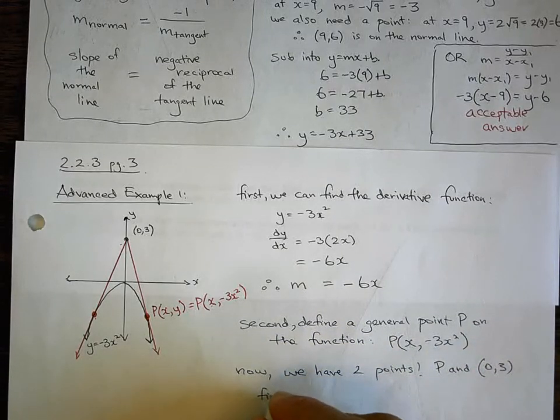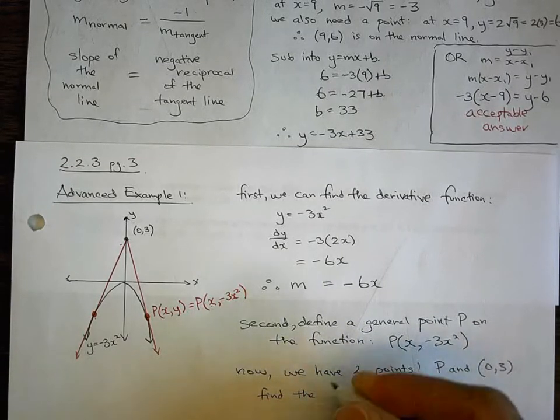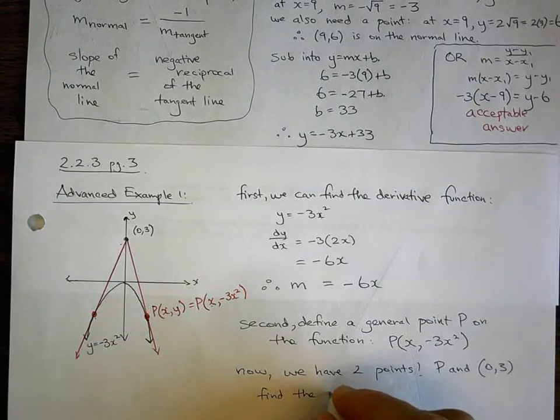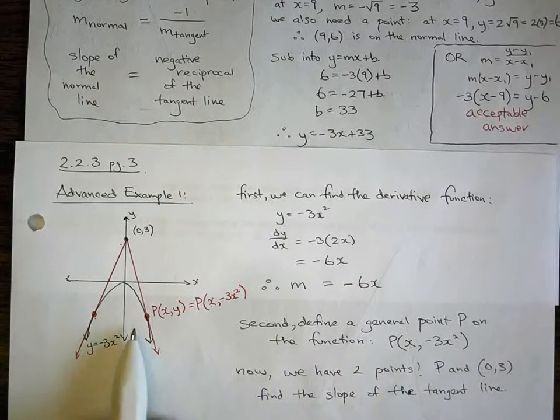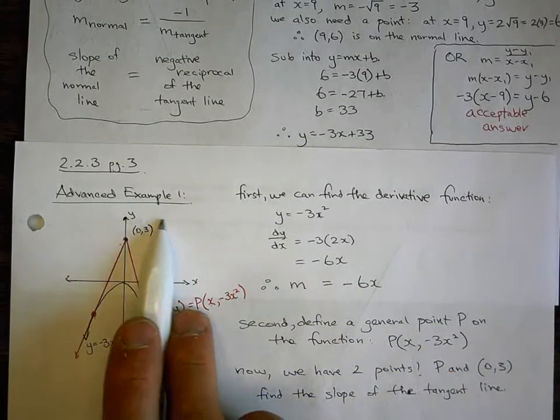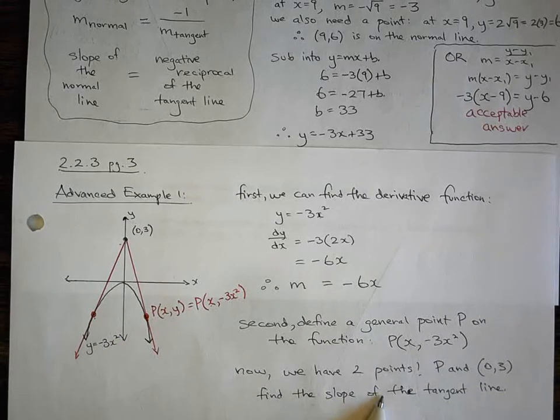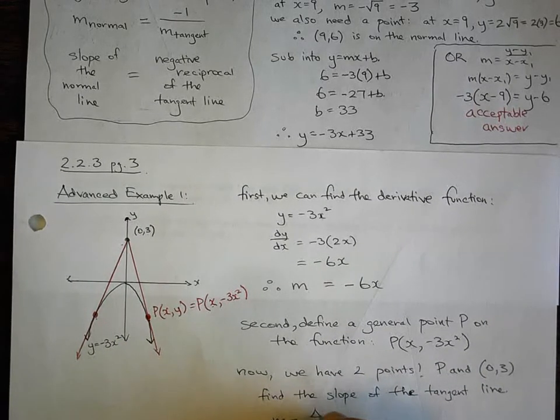Find the slope of the tangent line. So now we have 2 points on this tangent line, (0, 3) and P. So we can find the slope of the tangent line. Remember, slope is just the change in y over the change in x.